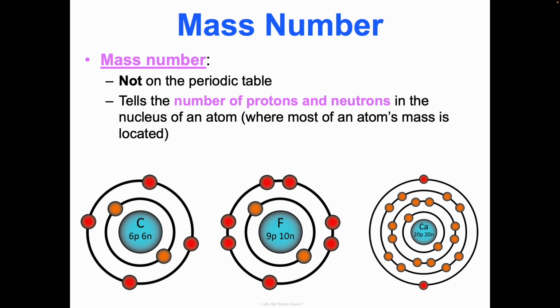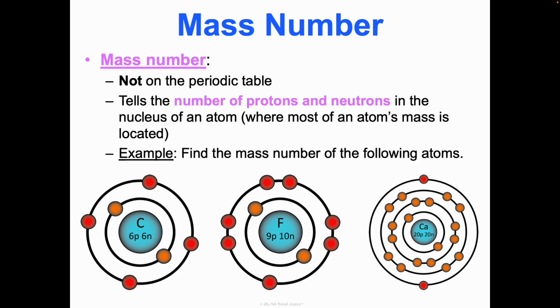Okay? So looking at these Bohr models, how would we find the mass number of them? Well, the nucleus houses the protons and neutrons, and electrons are around it. If I want the mass number, I'm just going to add the number of protons and neutrons. So in this carbon atom, 6 plus 6 is 12. In this fluorine atom, 9 plus 10 is 19. And calcium, 20 plus 20 is 40. Those would be the mass numbers of these atoms, okay?